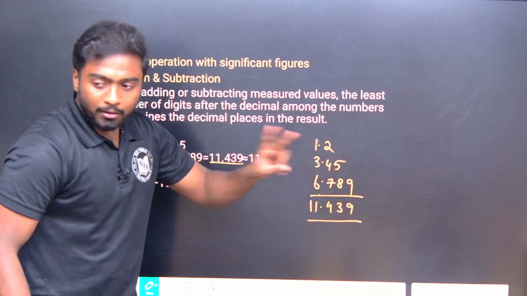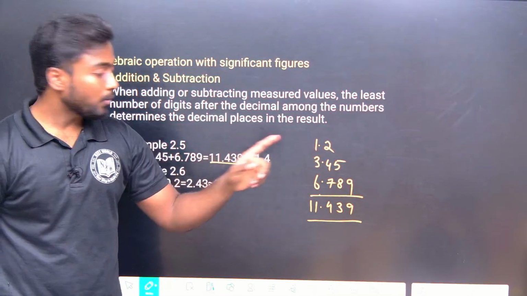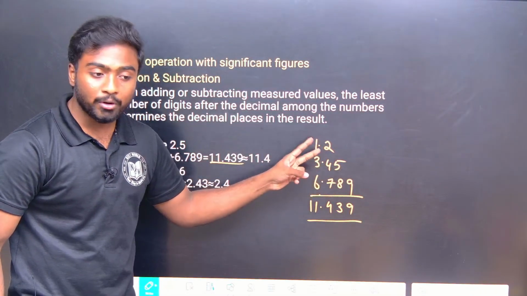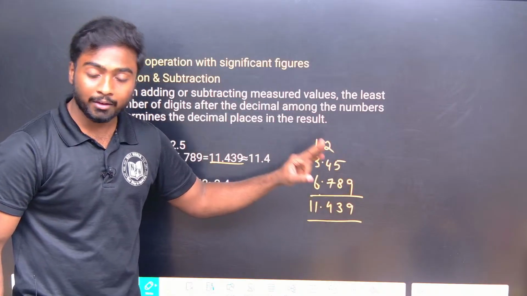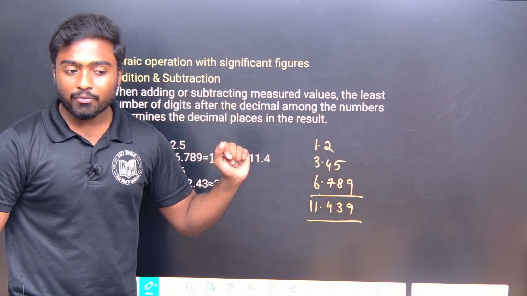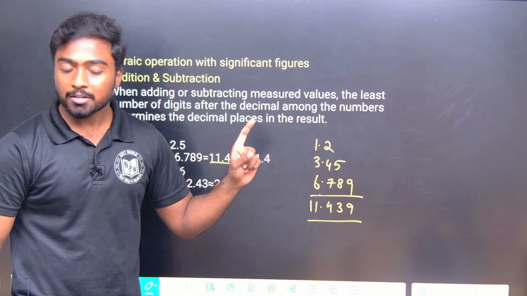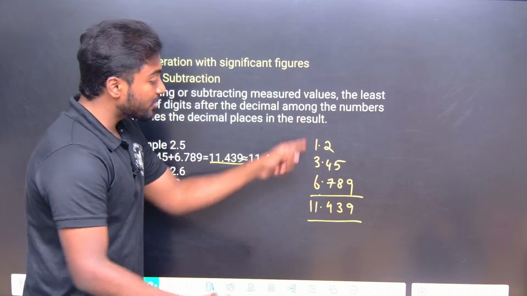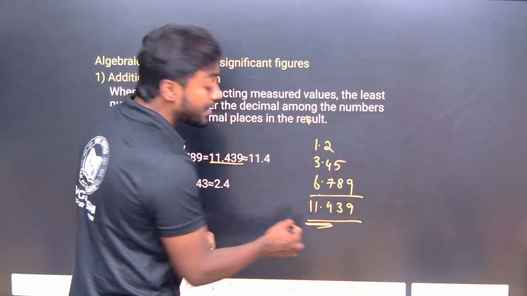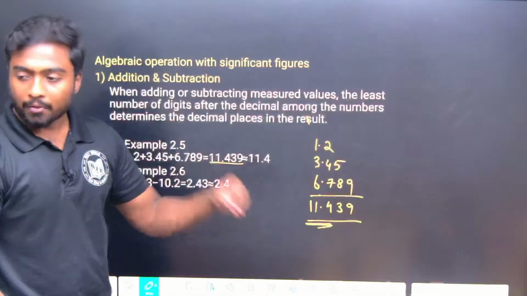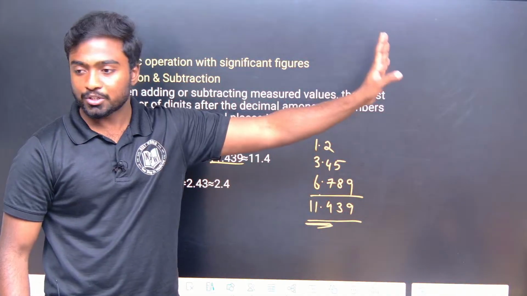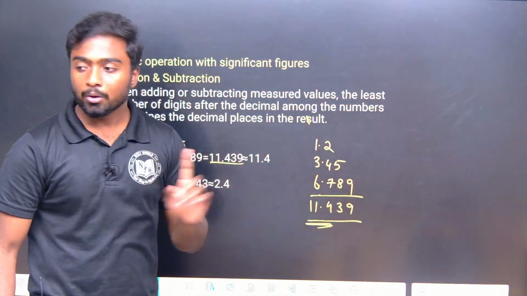Right now, this number is having 2 significant and 1 decimal, this has 3 significant and 2 decimal, this has 4 significant and 3 decimal. What is the rule of addition and subtraction? Least decimal point. So which is having the least decimal point? 1.2. So take this as the least decimal. Don't look at the significant figures, however many significants there are, no issues. I need to take only 1 decimal point.